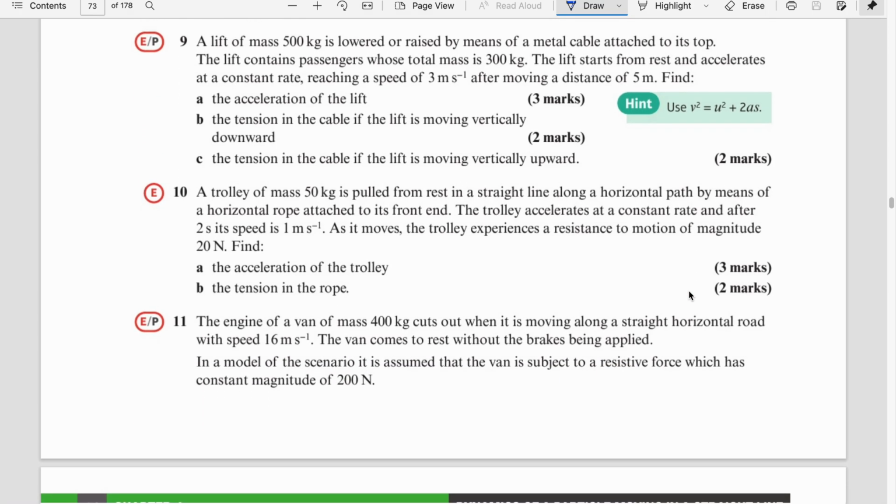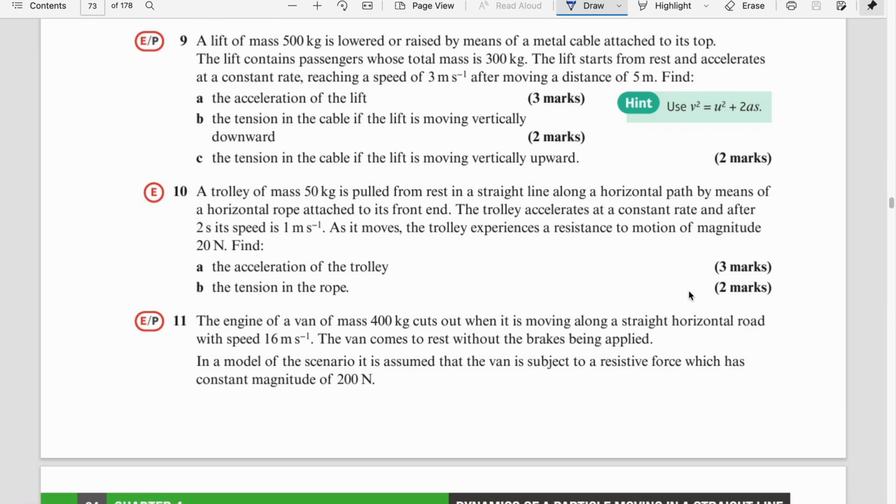Exam style question, question number 9. A lift of mass 500 kgs is lowered or raised by means of a metal cable attached to its top. The lift contains passengers whose total mass is 300 kgs. Okay, mass of lift is 500, passengers is 300. The lift starts from rest and accelerates at a constant rate, reaching a speed of 3 meters per second after moving a distance of 5 meters. So find the acceleration of the lift.